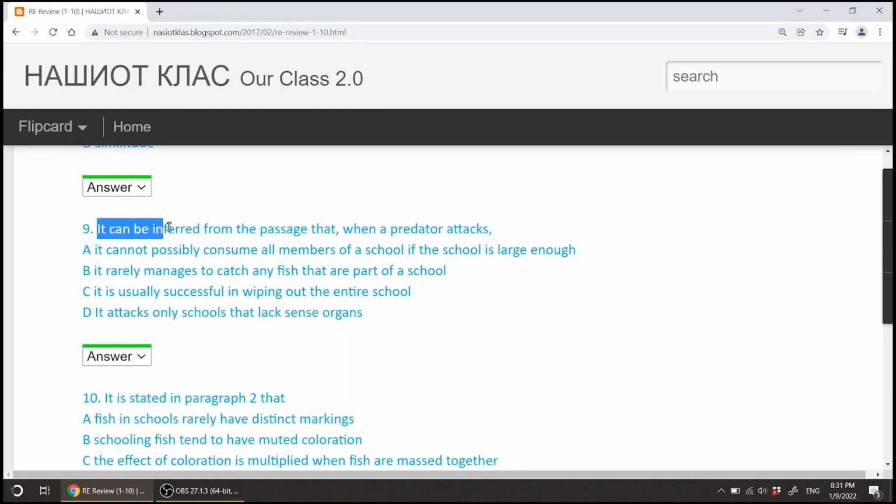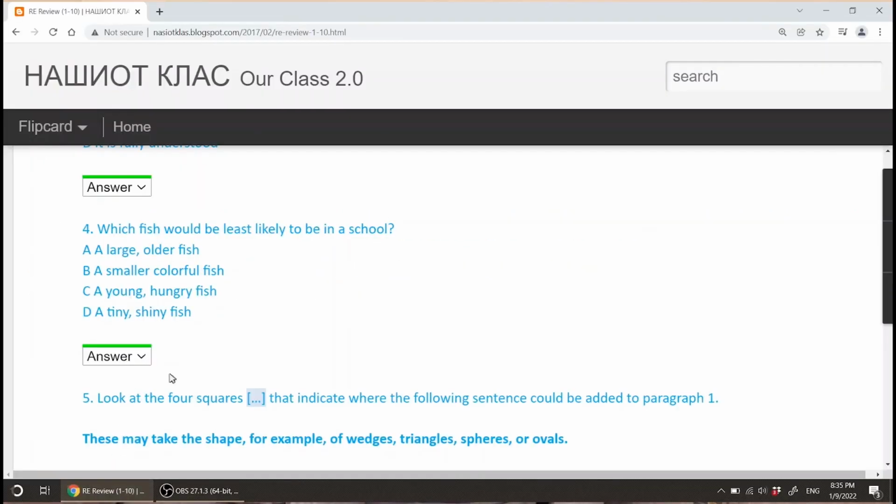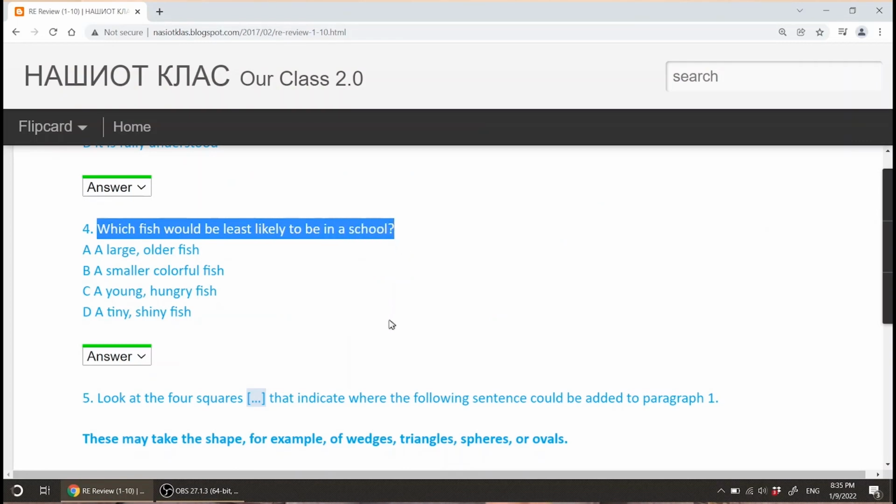Question 9. It can be inferred. Stop here. Once you see the keyword "inferred," you know this is an inference question. Question 4 is also an inference question since you can't get the answer directly from the passage. Because of time, I will only talk about question 9 in this video.